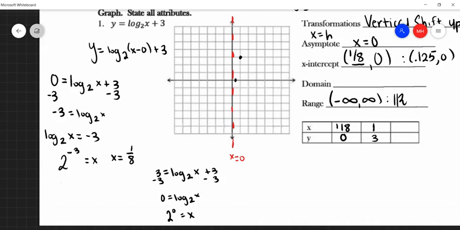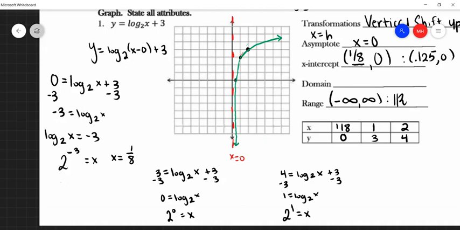And pick one more for y, just any other number. Pick 4, it's the next closest one. 4 equals log base 2 of x plus 3. Start by subtracting 3 again. 1 equals log base 2 of x. Switch it around. 2 to the 1 equals x, and 2 to the 1 is just 2. So I have the point 2, 4. So now I can go ahead and connect everything as best as possible. I'm going to head off in that direction, and it gets as close as possible to the asymptote.